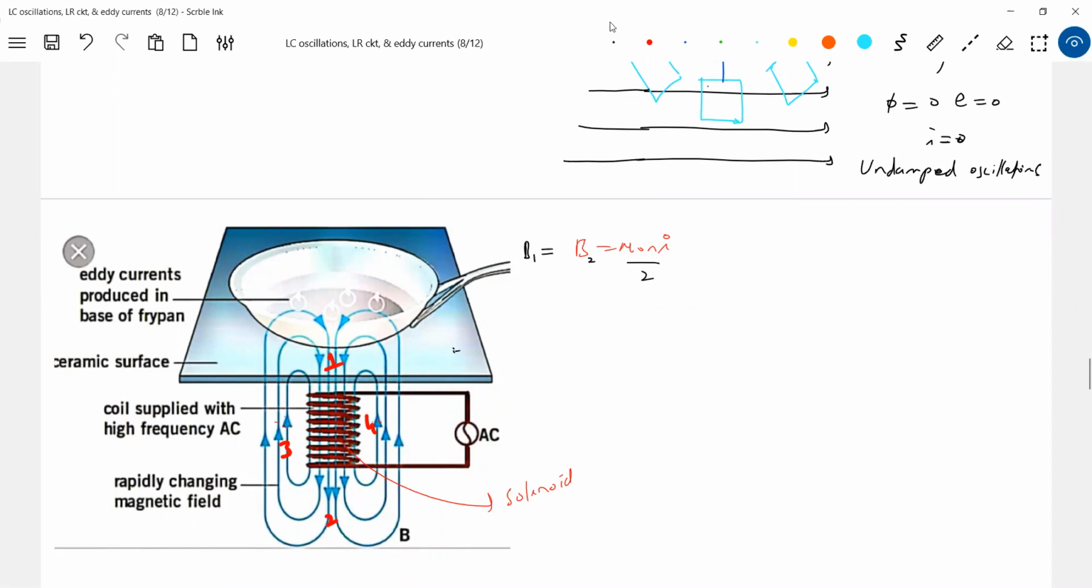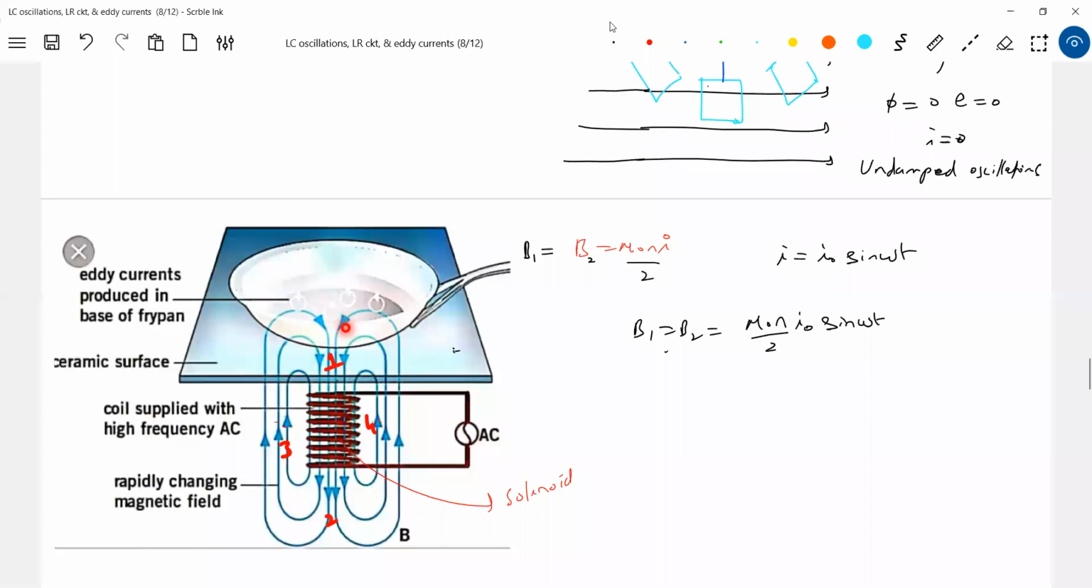I'll pass a variable current, so I is equal to I naught sine omega t. Look at B1 and B2: mu naught n by 2, I naught sine omega t, a variable magnetic field. That variable magnetic field will link the bottom of the pan.